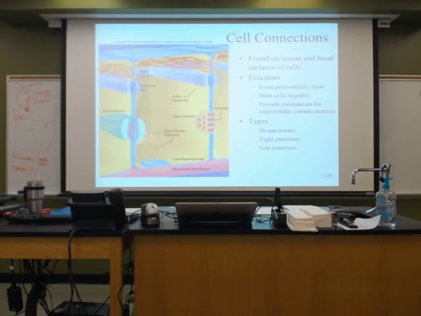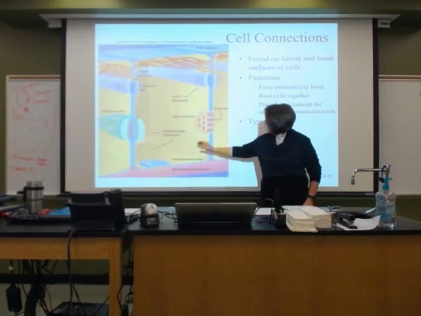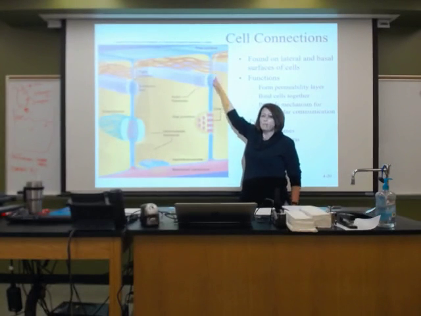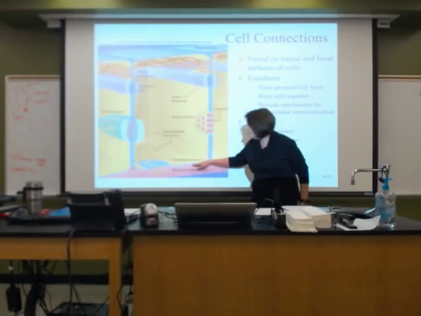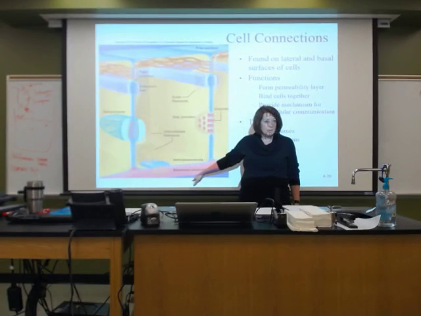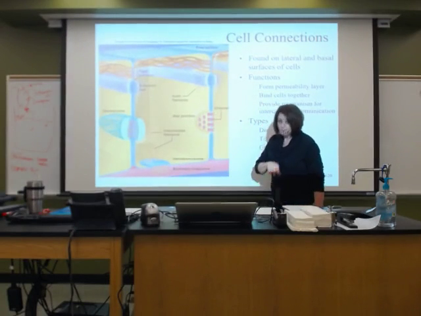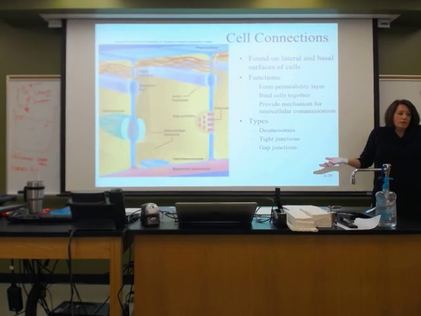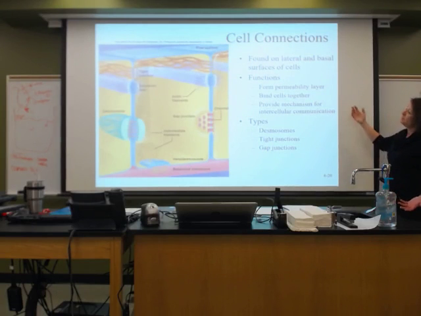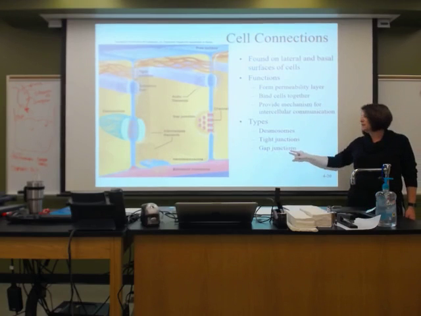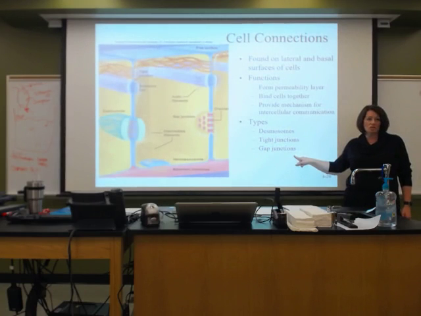So the connections that we have, look what they can do. They can create connections cell to cell by way of the sides. They can create a connection by way of the base to the basement membrane. Now, the type of connection determines what it is doing. So if we look, we have what's termed desmosomes, okay, tight junctions, and then gap junctions.